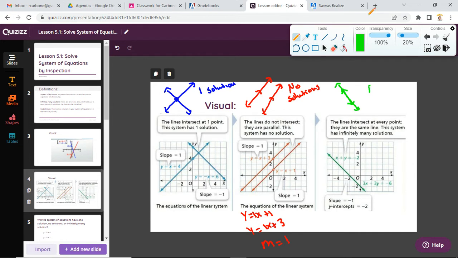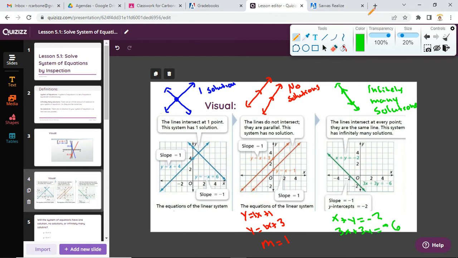This is an example of infinitely many solutions. So notice our two equations, x plus y is equal to negative 2, and 3x plus 3y is equal to negative 6.